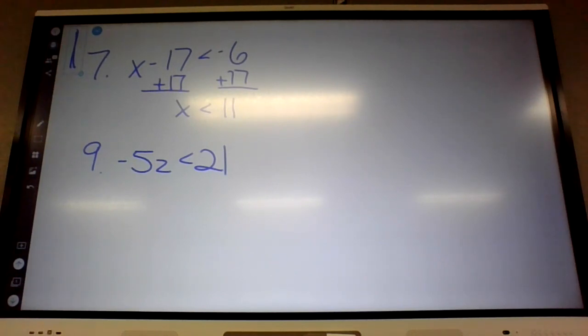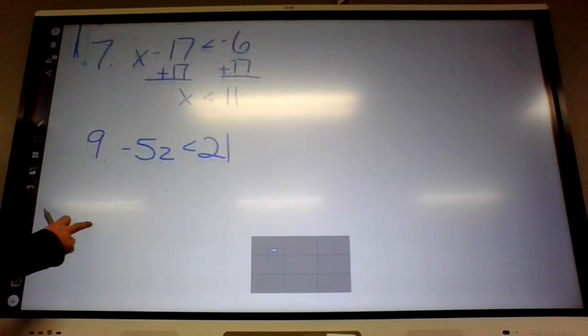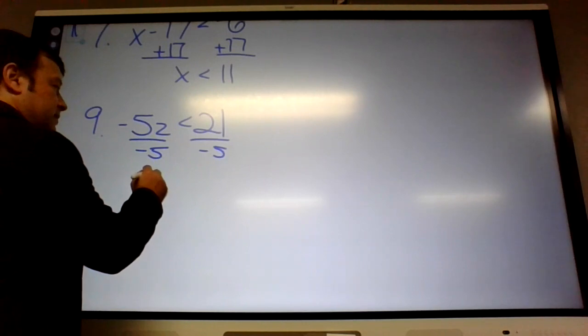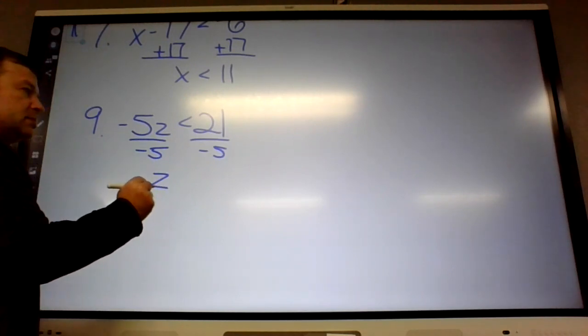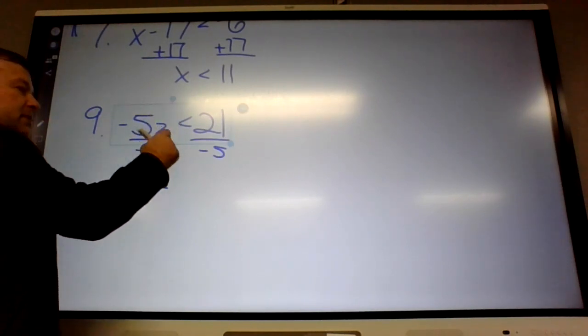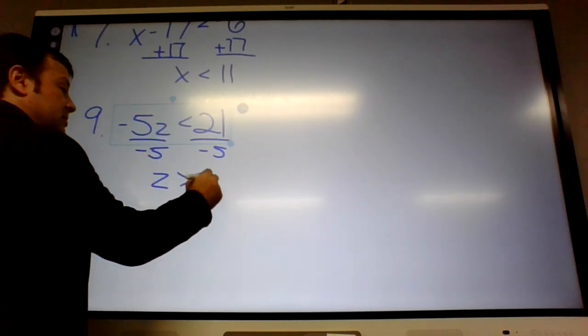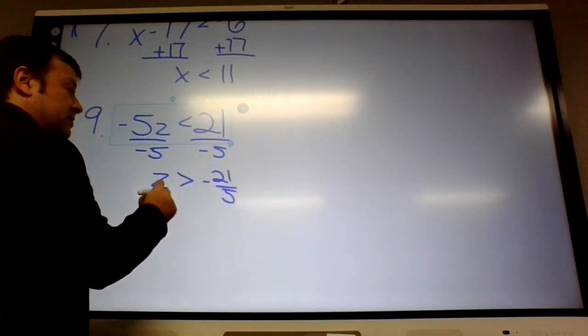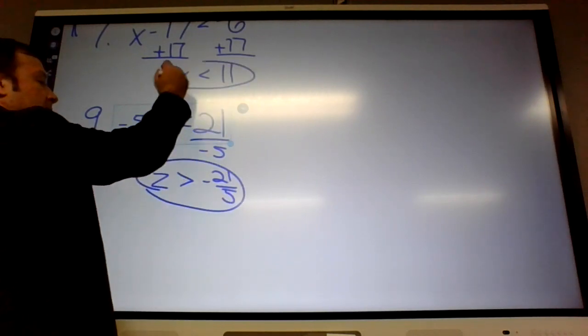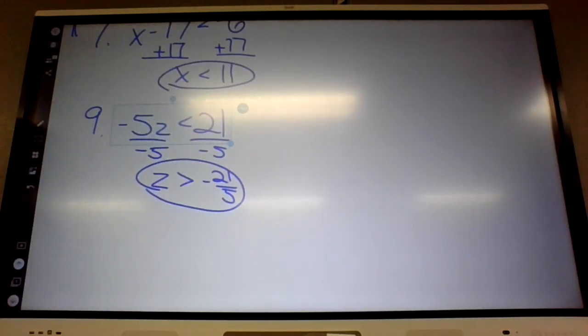Let's see, Miranda, how would we solve this one? What happens when we divide by negative? 21, switches. Few of us are still getting that wrong too. Okay, 21 doesn't divide by 5. Don't put it in your calculator. Just do 21 fifths. 21 over 5. Do you hear what I just said?